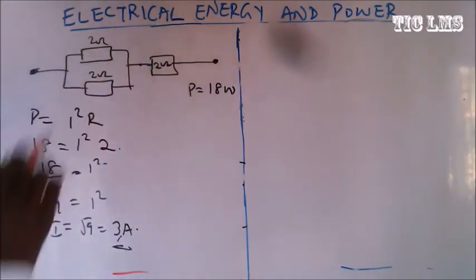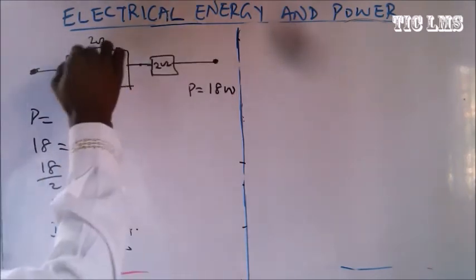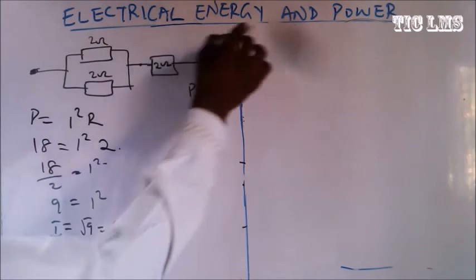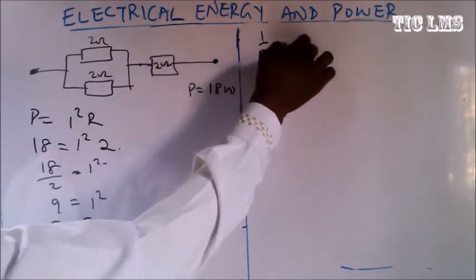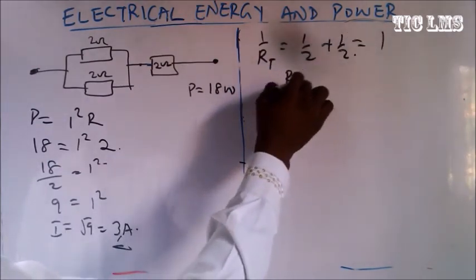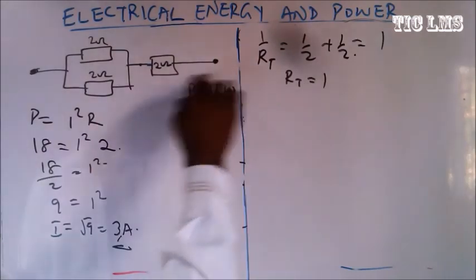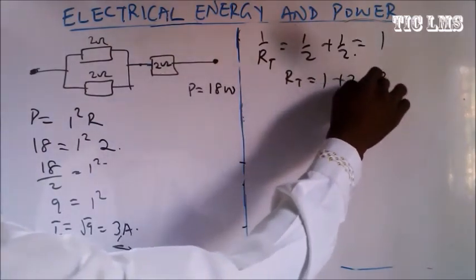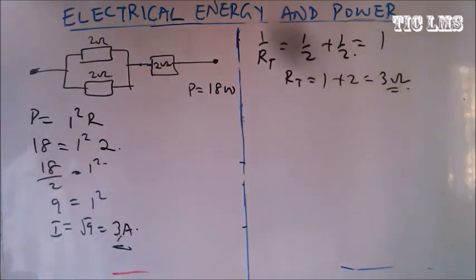We would calculate the total resistance, where for this parallel, that is 1 over RT equal to 1 over 2 plus 1 over 2, and that gives us 1. So the RT here is 1, and then the other resistor is also 2, so we have plus 2. So we have 3 ohms as total resistance.